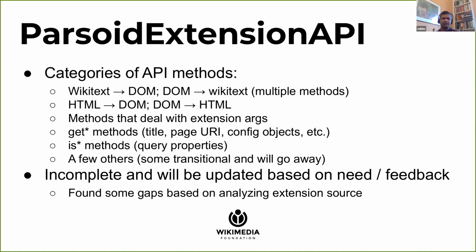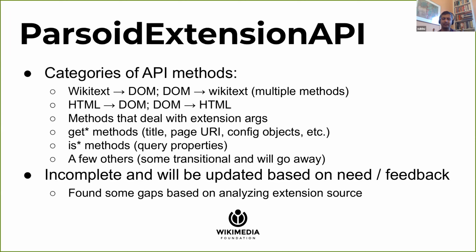So broadly, the categories of methods are Wikitext to DOM and DOM to Wikitext, and HTML to DOM and DOM to HTML. You might wonder why we have HTML to DOM and DOM to HTML methods, because you may think you can use things like libxml or other DOM libraries. This is because for performance reasons, Parsoid maintains the DOM in a certain canonical optimized state. And using these API methods will make your DOM more compatible with the rest of the pipeline. I won't go into all the details, but you can look at the docs.